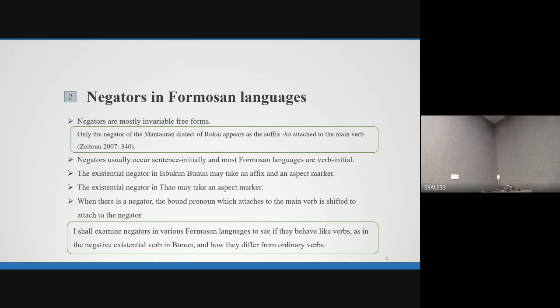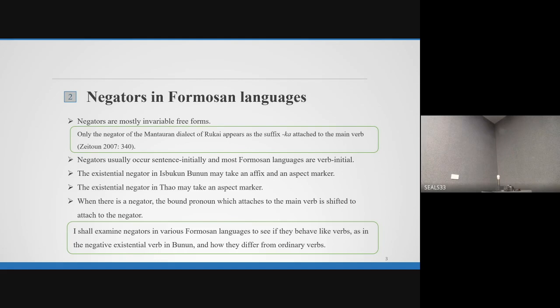Negators in Formosan languages are mostly invariable in form. They don't change, no inflection usually. But there are exceptions. Only the negator of the Mandarin dialect of Kuei appears as the suffix ga attached to the verb. That's the only exception. Each negator in every Formosan language except Kuei appears sentence or clause initially. Negators usually occur sentence initially, and most Formosan languages are verb initial.